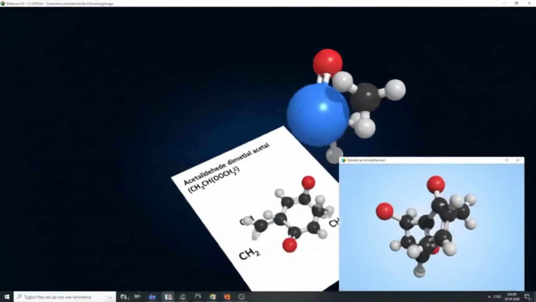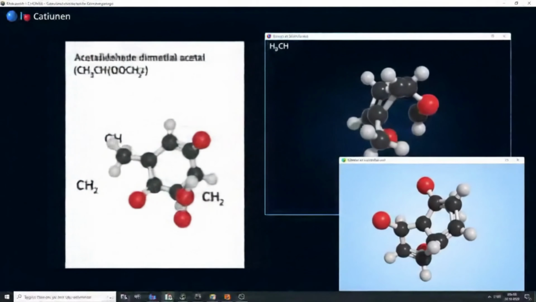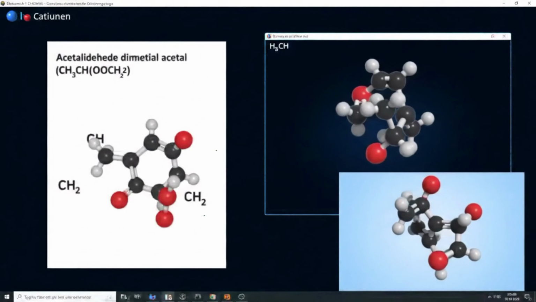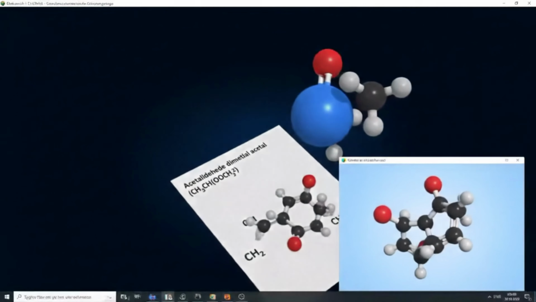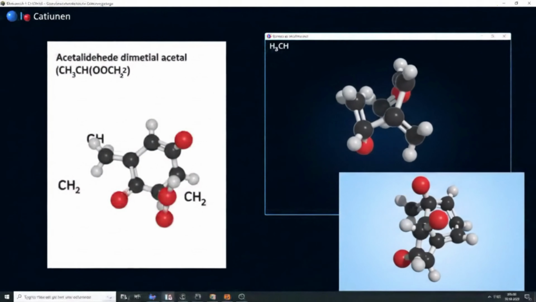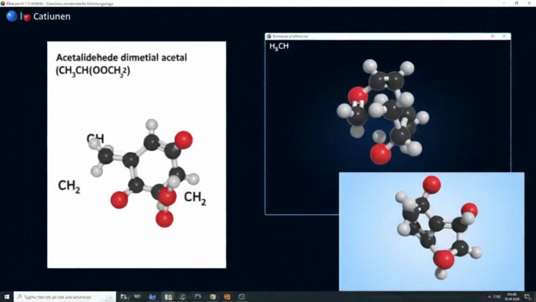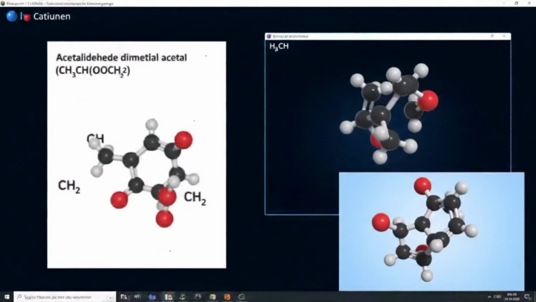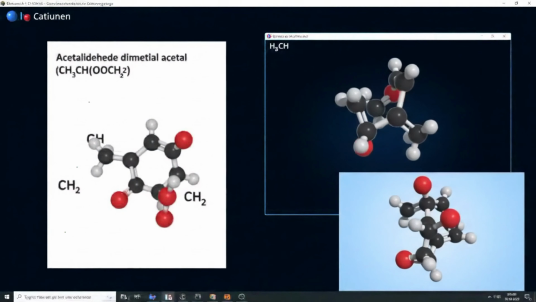Today, we're unpacking acetaldehyde dimethyl acetal, a compound with the formula CH₃CH(OCH₃)₂ and a molar mass of 90.12 grams per mole. From its unique structure to its real-world uses, we've got a lot to cover, so let's jump right in. First up, let's break down its structure.